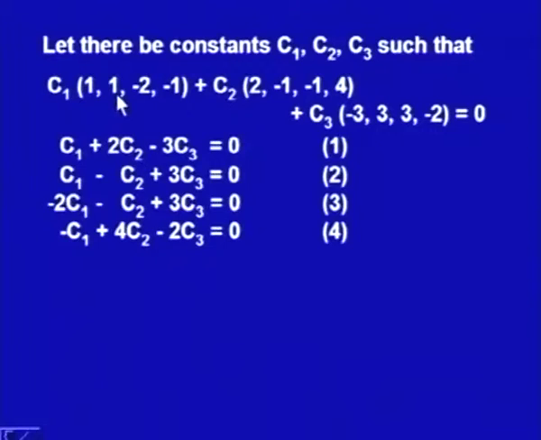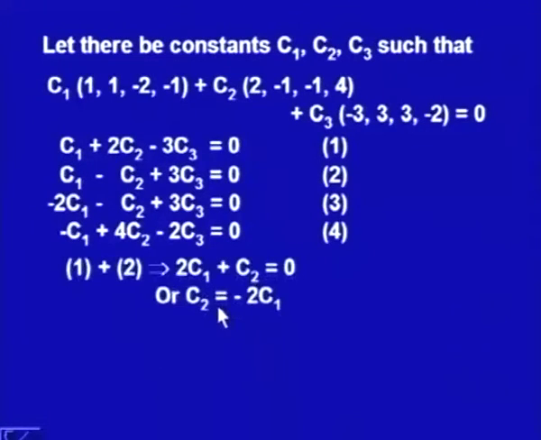The second equation is C1 minus C2 plus 3 C3. So, this way we form 4 equations. Now, these 4 equations have to be solved for C1, C2 and C3. If we add the first 2 equations, 1 and 2, this will be simply 2 C1 plus C2, the other terms cancel out, is equal to 0, and this means C2 is equal to minus 2 times C1.